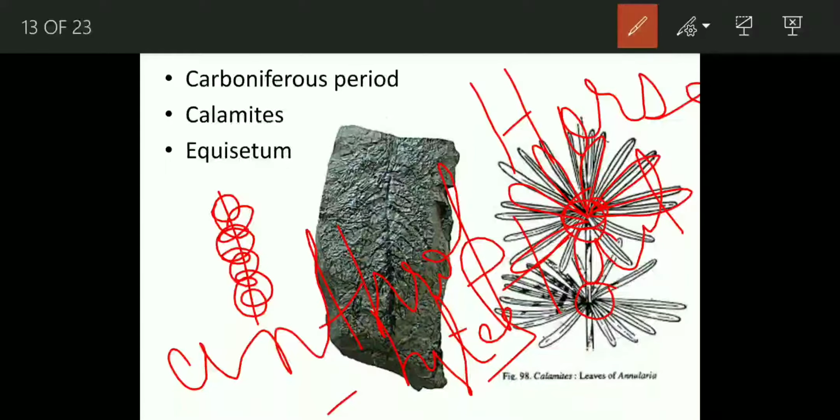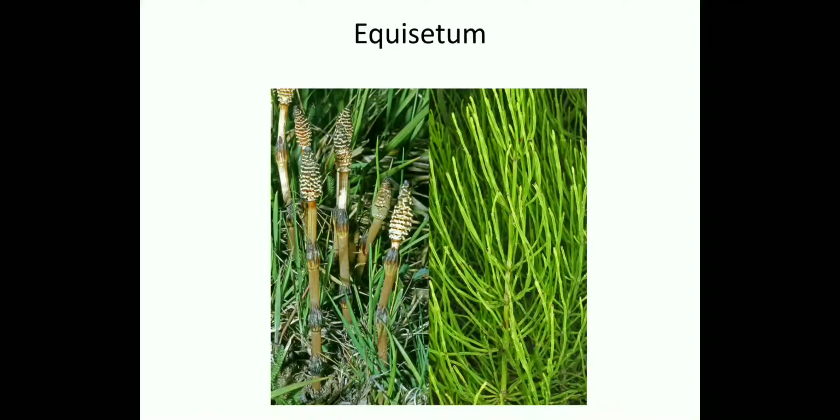Now, coming to the stem, it is not smooth because of the presence of the nodes and internodes. It has ridges and furrows also. From the nodes arise many branches. In the case of Sphenopsida, the sporangia are borne on structures called sporangiophores that aggregate into cone-like structures.